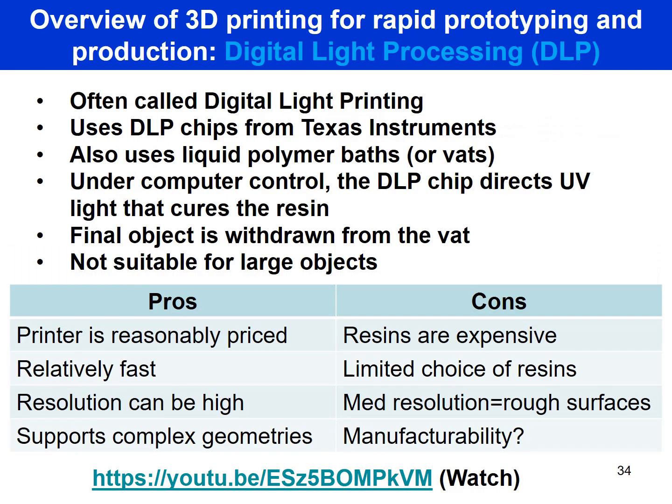Digital light processing, DLP, uses the same chips provided by Texas Instruments that are used in any data projector. It also uses liquid polymer baths, or vats as they're called. It is under computer control. The DLP chip directs UV light that cures the resin. The final object is withdrawn from the vat, of the type I showed an example of that made the cover of Science, but it is not suitable for large objects.